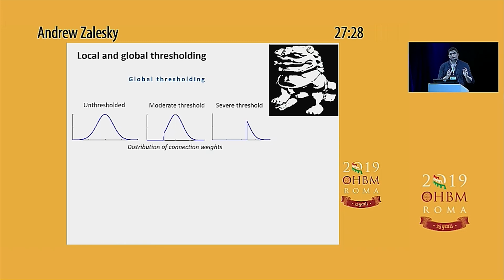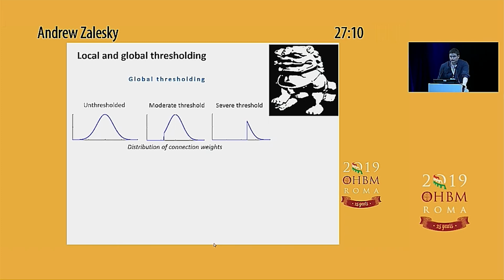There are also local thresholding methods. So everything I've described so far would be considered a global thresholding method. We take one threshold and apply it to the network as a whole, and all edges in the network, all connections, are subjected to that global threshold.